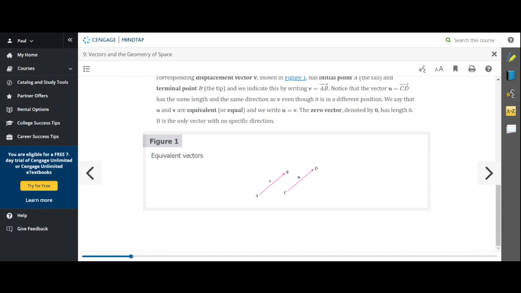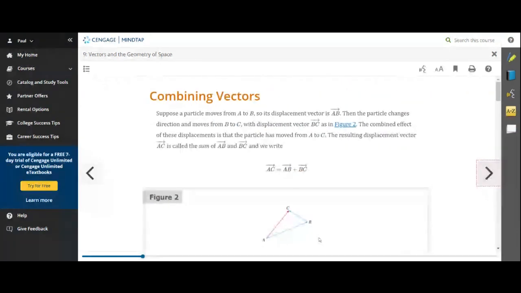So the length of the vector is equivalent to its magnitude. How much force? How fast is the wind? That kind of thing. So pretty intuitive. Let me know if you have any questions. I'm just going to go through here a little bit.